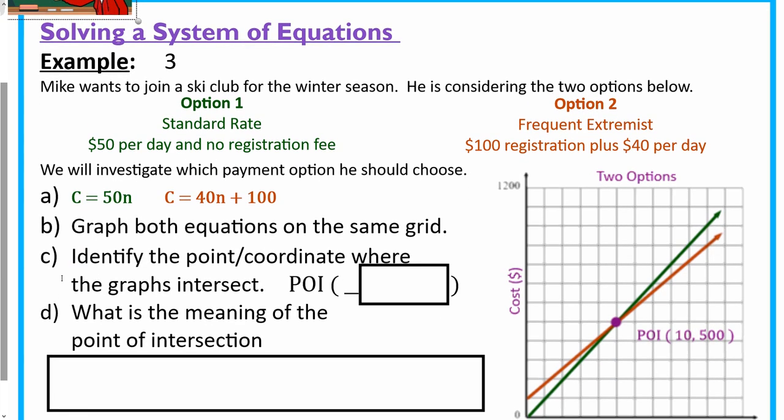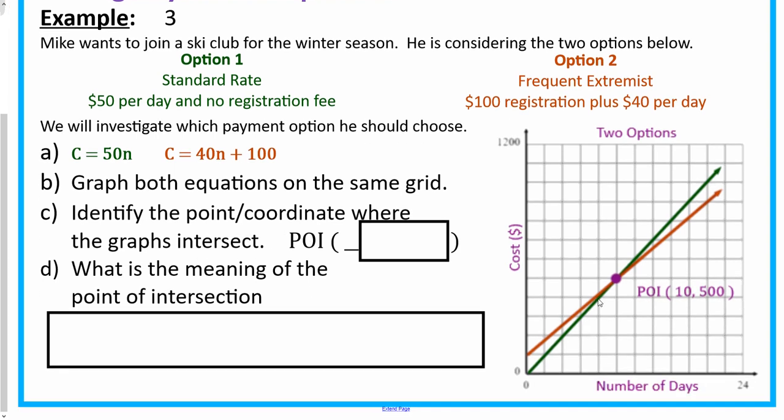Okay, so identify the point or the coordinate where the graphs intersect, which is the point of intersection. If you look really closely, you can see that they're going to intersect at 10 days at $500. So if Mike goes skiing for 10 days, option 1 is going to cost 50 times 10, which is 500, and option 2 is going to cost 40 times 10 days, which is 400, plus 100, which is another $500. So if he skis for 10 days, the cost is going to be equal. It's going to be $500.